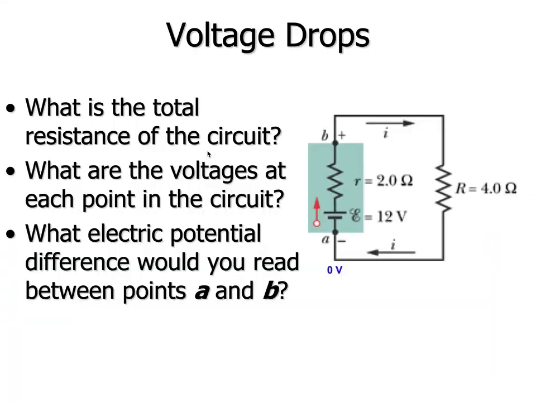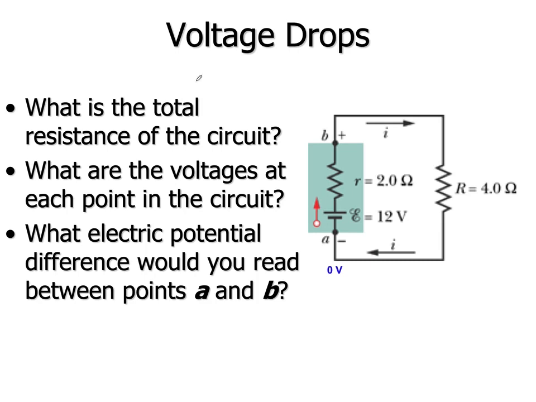All right. So here's another classic AP kind of question. First question, what's the total resistance of the circuit? What are the voltages at each point in the circuit? What electrical potential difference would you read between points A and B? In other words, if you connected a voltmeter there, sort of like what we just did.